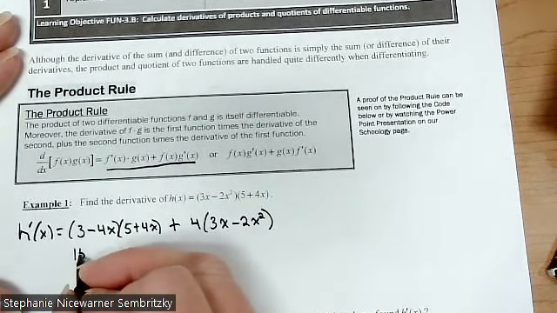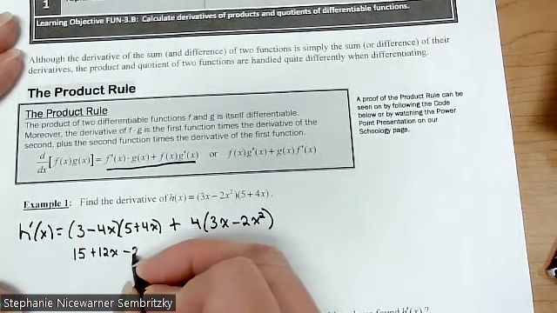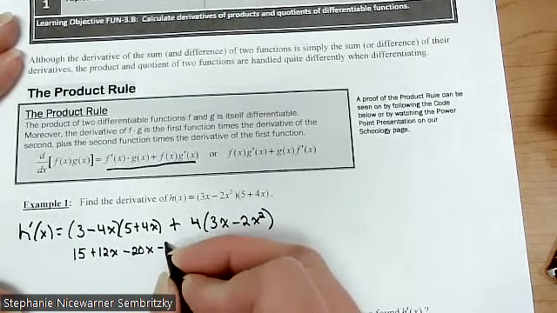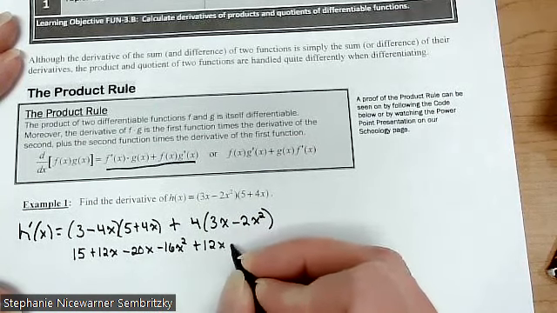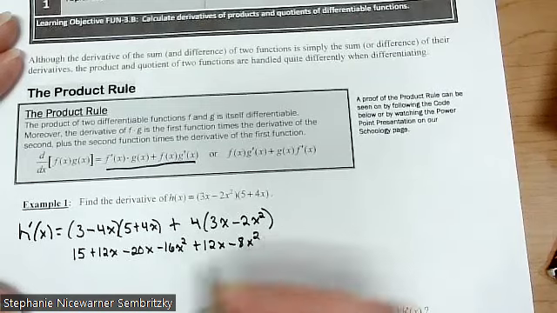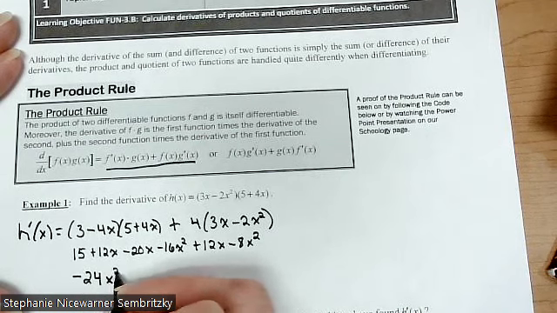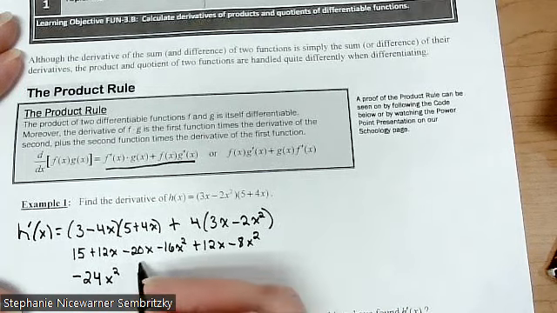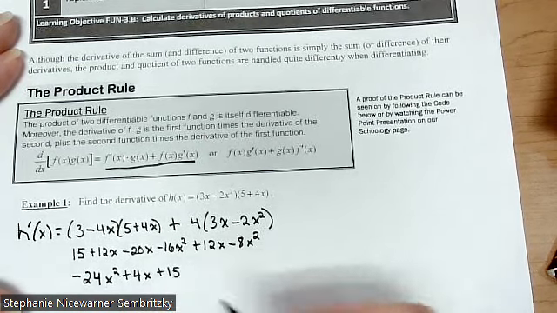So this would be 15 plus 12x minus 20x minus 16x squared plus 12x minus 8x squared, which would give me negative 24x squared. So that would be, see, 24x minus 20, that's 4x plus 15.